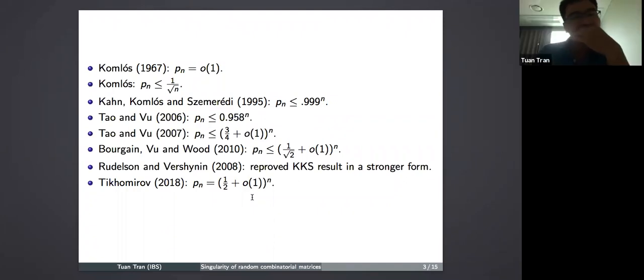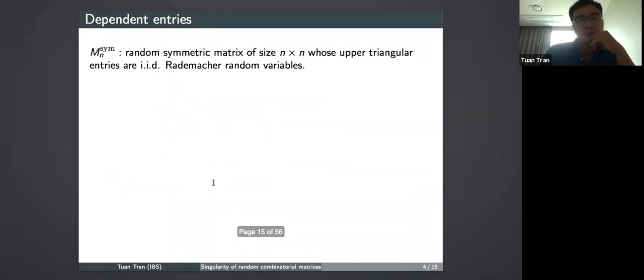I think this year there was an announcement, or a preprint on arXiv, which claimed that they get an asymptotic formula for Pn. So it is something like n choose 2 times 1/2 to the n. So not only do they get the base right, they also get the smaller order term.